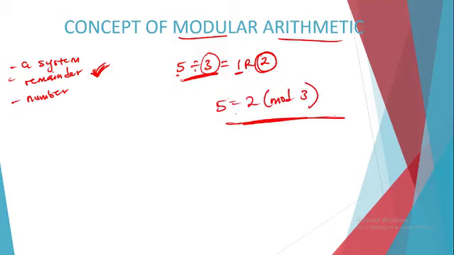So in mode 3, 5 is equal to 2. We are not interested in the number we got while we divided 5. We are interested in the remainder. That's why we said that we are only interested in the remainder when a number is being divided by another number. And then the number used to divide another number is called the modulo.